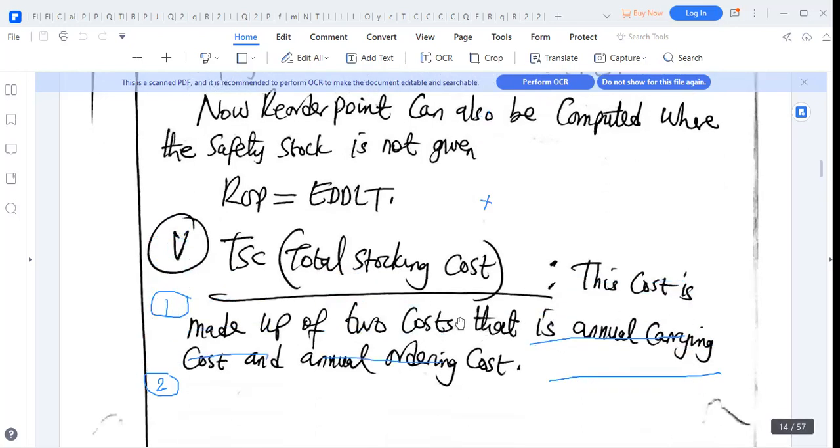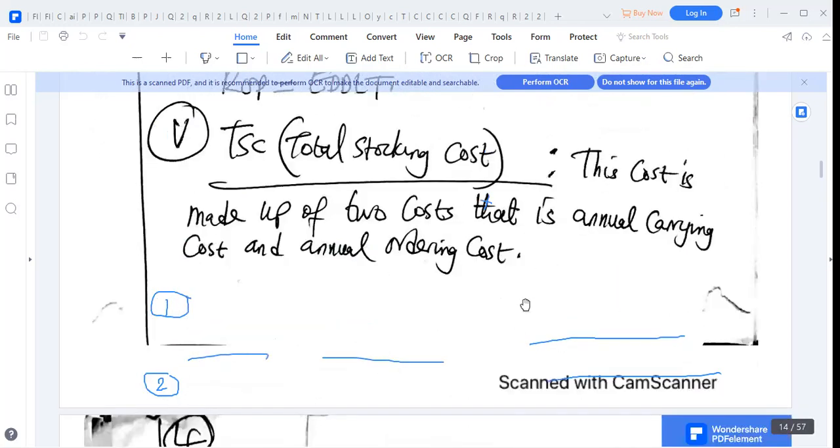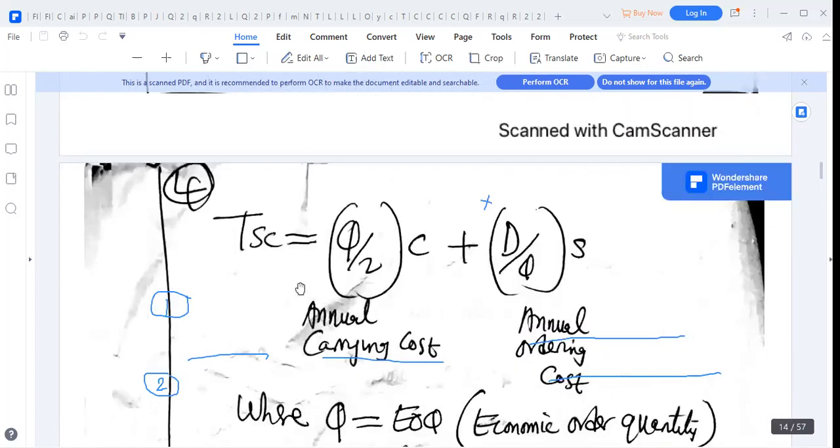So for the total stocking cost, we look at the annual ordering cost and the annual carrying cost, or annual holding cost. It is made up of two costs, annual carrying cost and annual ordering cost. The formula for total stocking cost is annual carrying cost plus annual ordering cost. These are the two costs found in the total stocking cost.